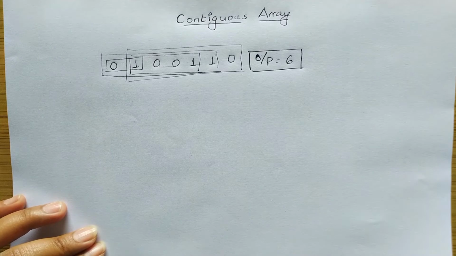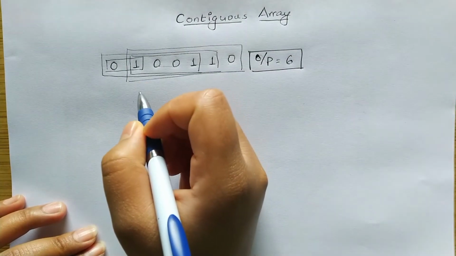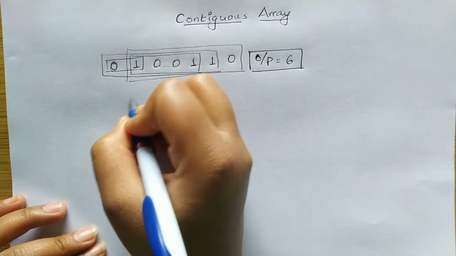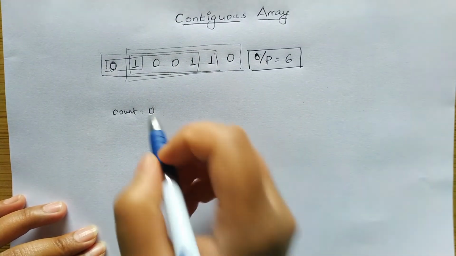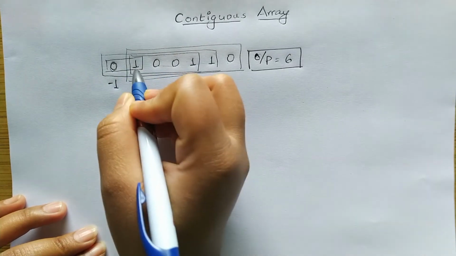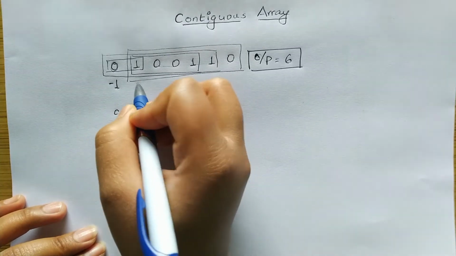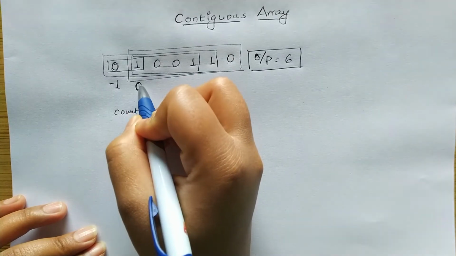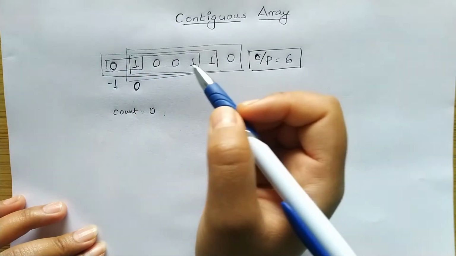To do this question, suppose the zeros are -1. So when we encounter a 0, we will subtract. We will have a count equal to 0 initially. We got 0, so we subtract and get -1. We have 1, so we add 1 to the count, and it becomes 0 again. So what we can conclude is, whenever our count becomes 0, we have an equal number of zeros and ones.